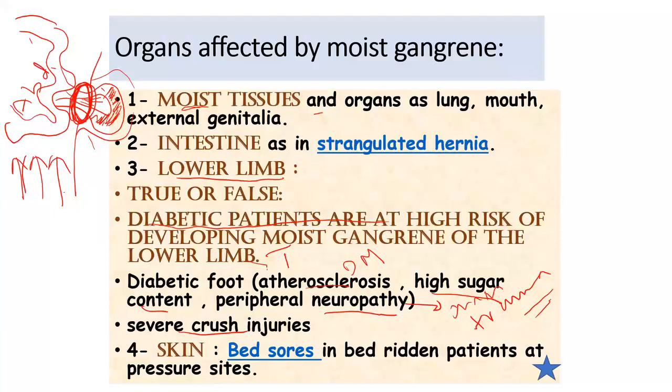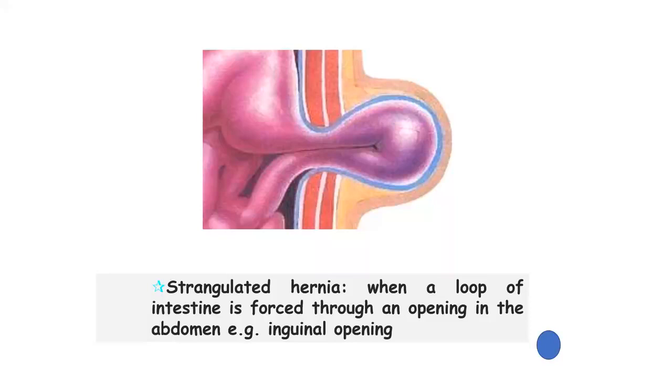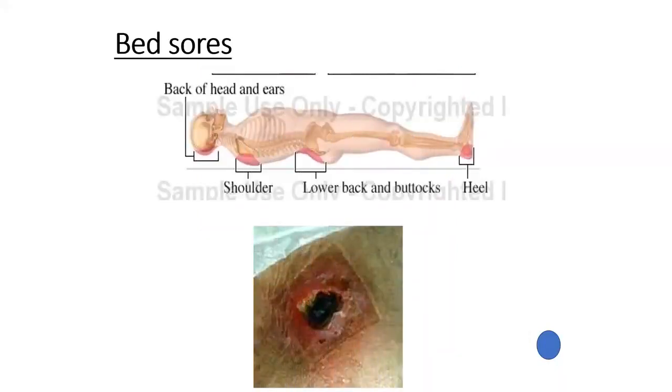Skin, last organ to be affected by moist gangrene in cases of bed sores. Bed sores occur in bedridden patients at pressure sites. This is the photo showing strangulated hernia here, and this is the ring, and this is the loop present in the hernia, for example inguinal opening, and this is the swollen intestine with starting gangrene due to cut of blood supply following congestion. Bed sores.